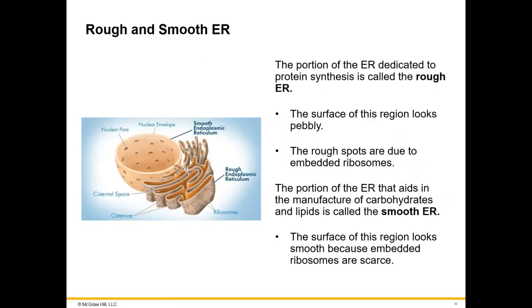So we've got our rough and our smooth ER. You can tell, again, as I said, rough ER because it is covered in those ribosomes, and that makes it look really pebbly. The portion of the ER that aids in manufacture of carbohydrates and lipids is the smooth ER. It looks smooth because it doesn't have ribosomes on top of it.